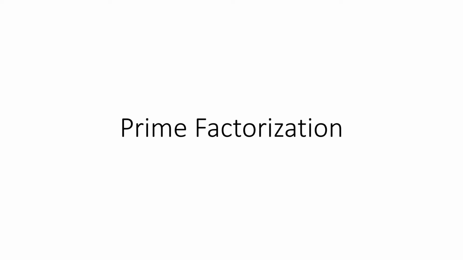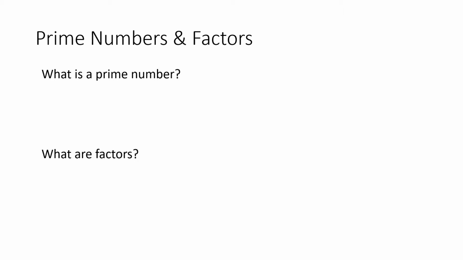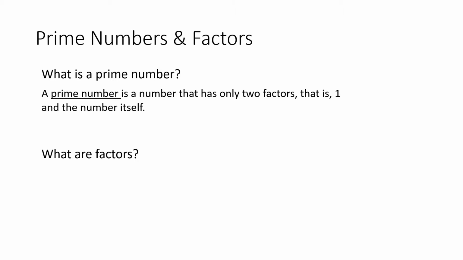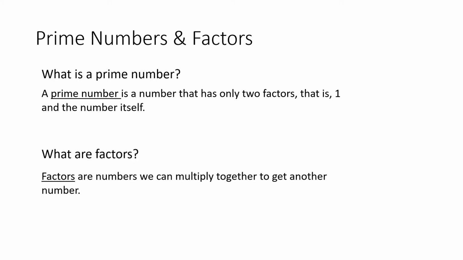In this video, we are going to learn about prime factorization. So what is a prime number? A prime number is a number that has only two factors. That is 1 and the number itself. You might be wondering, well, what are factors? Factors are numbers we can multiply together to get another number.